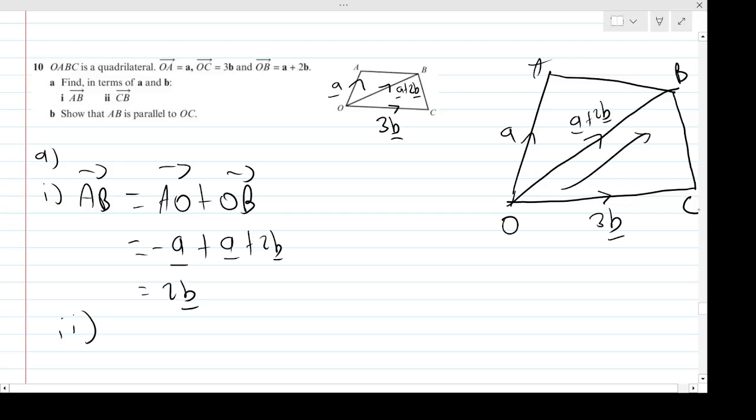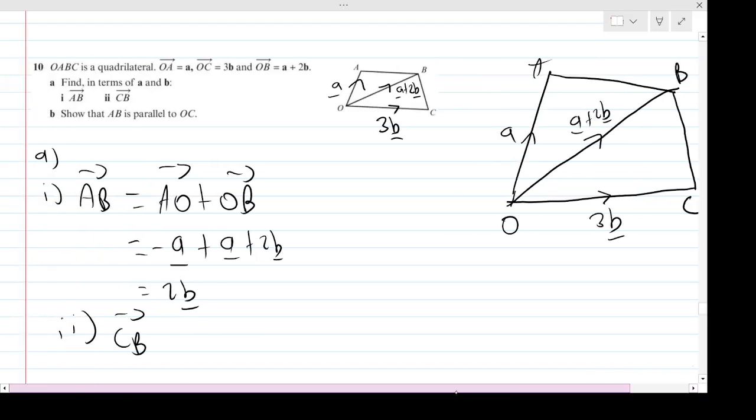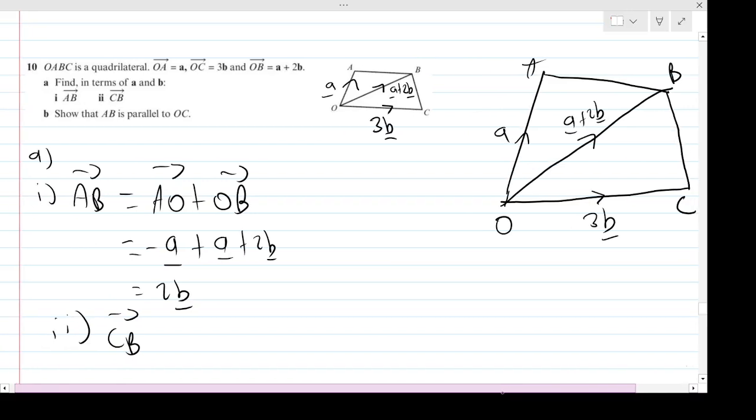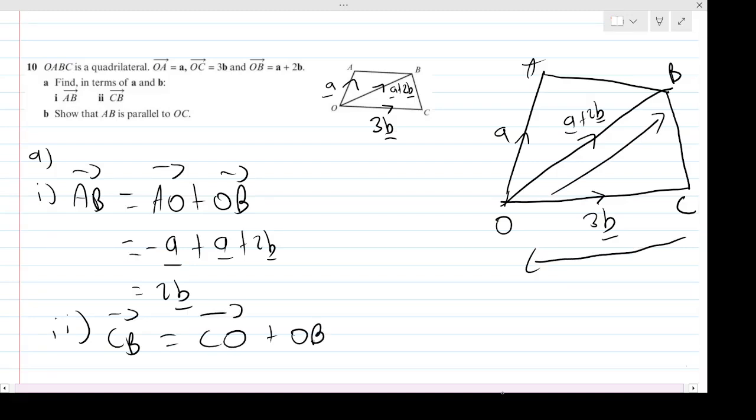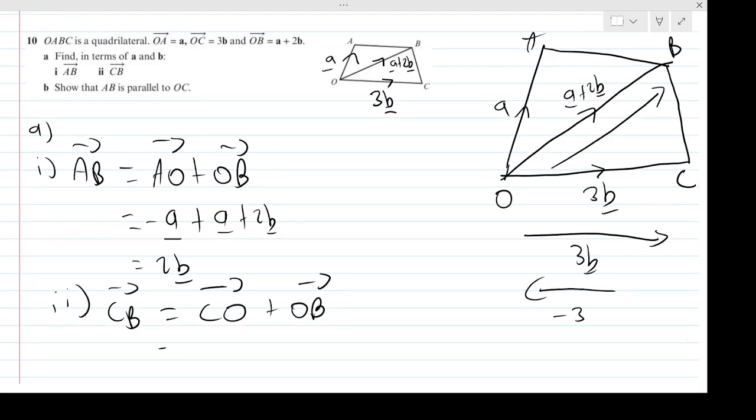Cool. Then we need C to B. So now we need to start at C and end at B, so I need that vector there. Obviously there's no information given there, so I need to find another way of finding that. Let's take another route to get from C to B. Well, I can go from C to O, and then I can go from O to B. Cool. So then I can say I'm going to go C to O and then O to B. If I do that, then C to O: O to C that way is 3B, but I need to go the other way. So it'd be negative 3B, right?